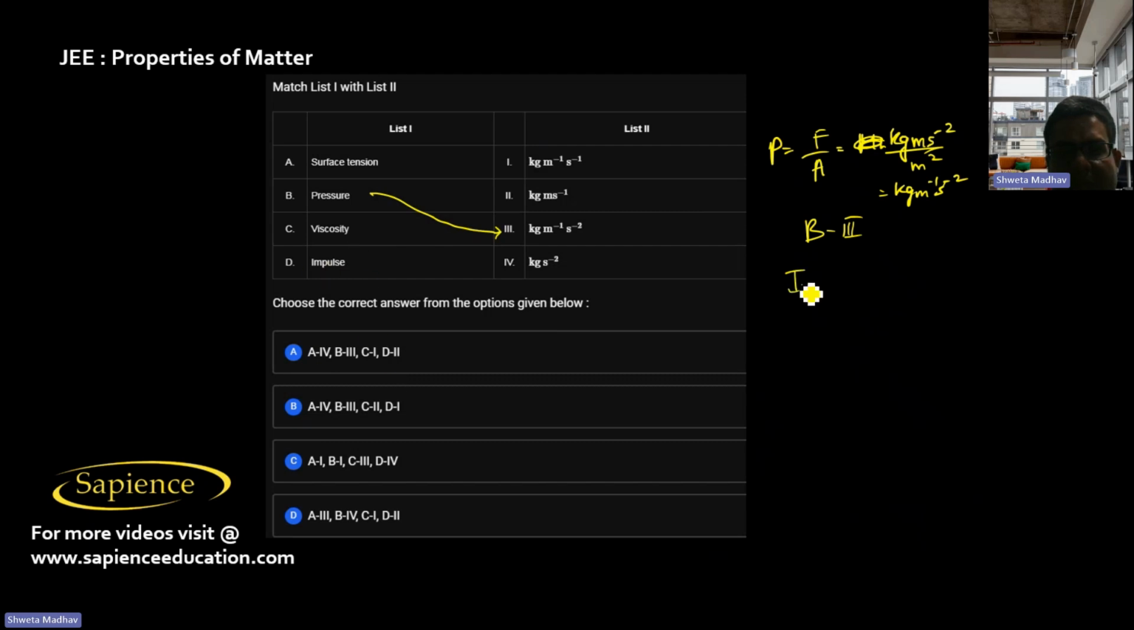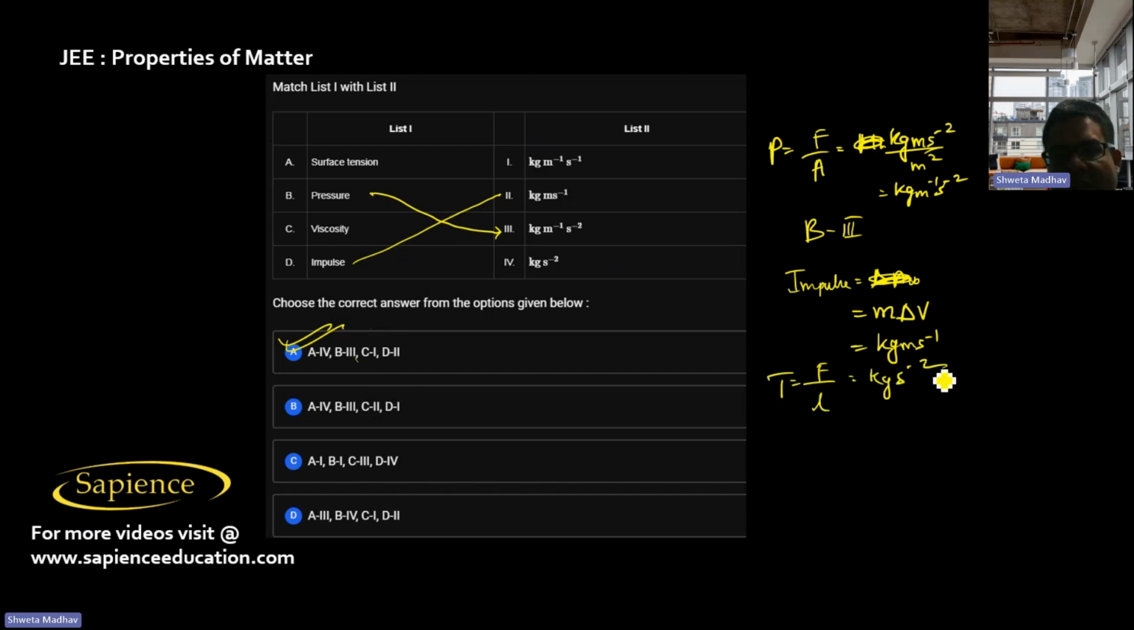That is impulse. Impulse is change in momentum. It is delta change in momentum, which means m delta v. So mass into velocity, which is kg meter per second. So impulse. So D is 2. So obviously option A is the correct answer. And also we can check that A will be 4 only, since surface tension is force by length, which is kg per second square.